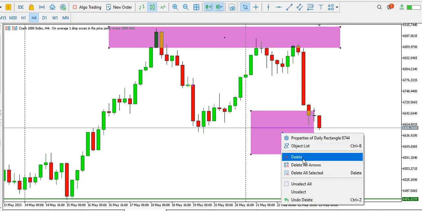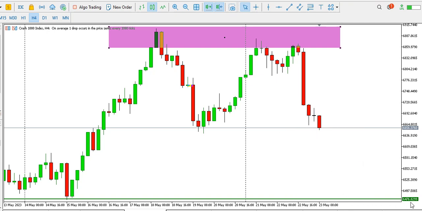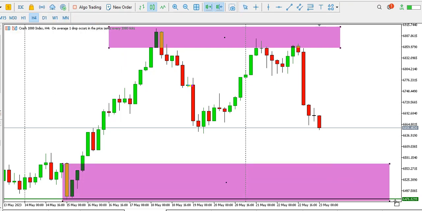So we might see price dropping as low as 6476 area, where we have this particular order block. This particular order block might serve as support to price.